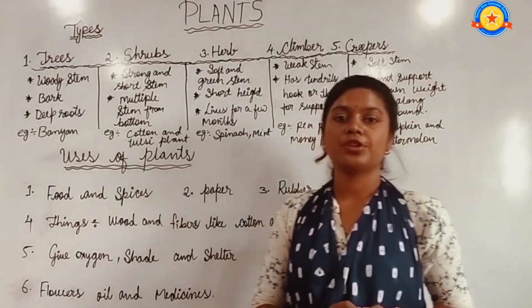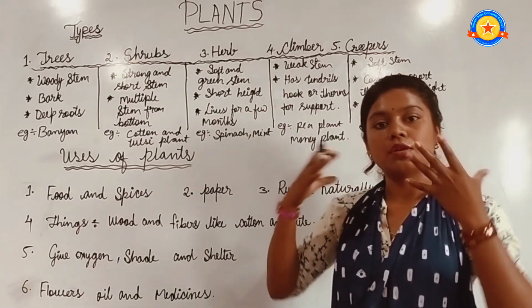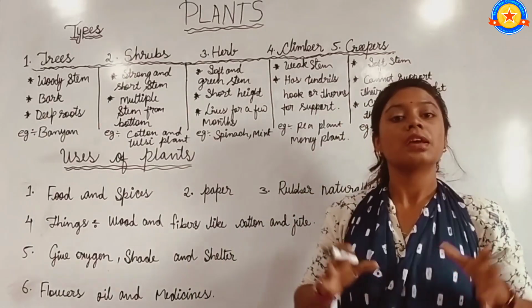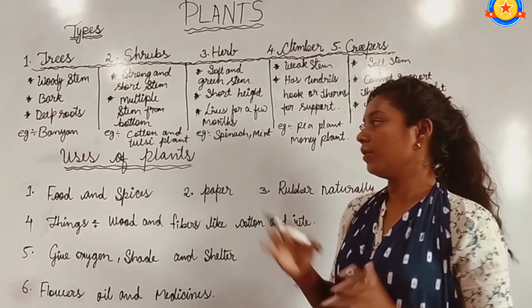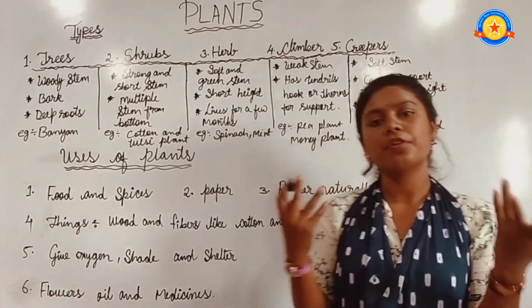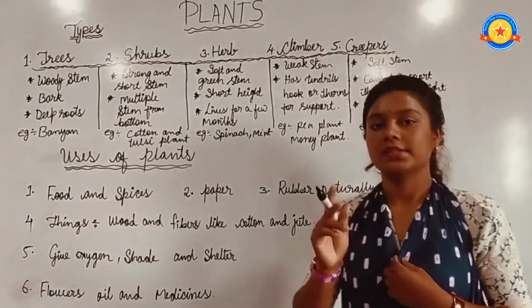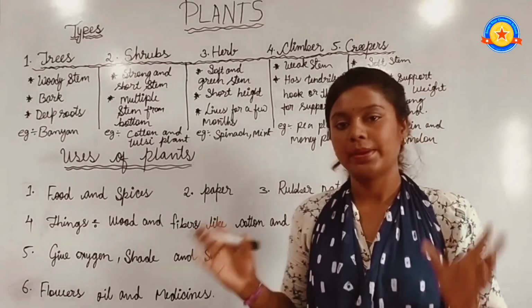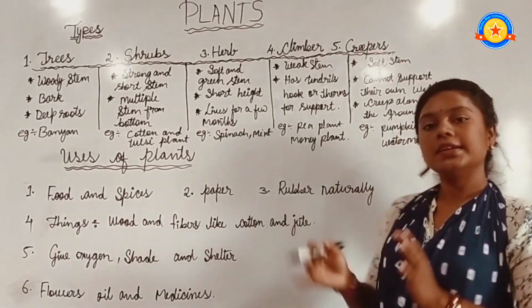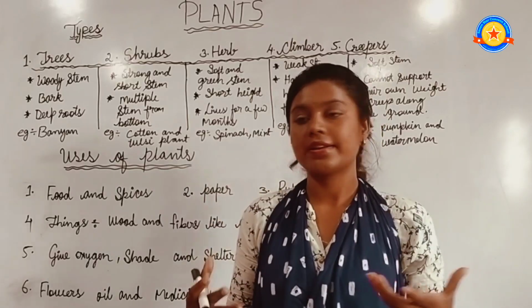Next, spices. If we talk about spices, see pepper, cumin and cloves. These are all the spices which we get from plants. Next, paper. From where do we get paper? I think you have heard about the bamboo plant. Yes, from bamboo we get paper. And next, natural rubber. From the rubber plant we get natural rubber.